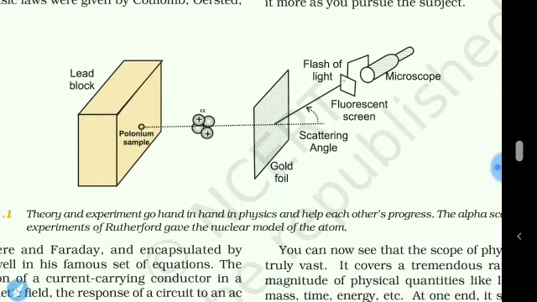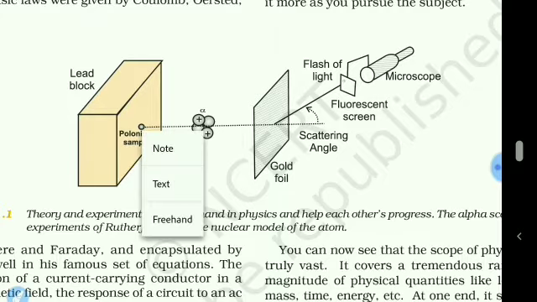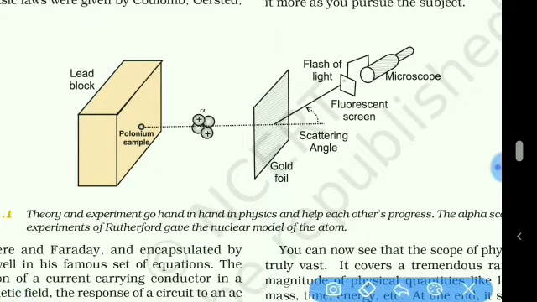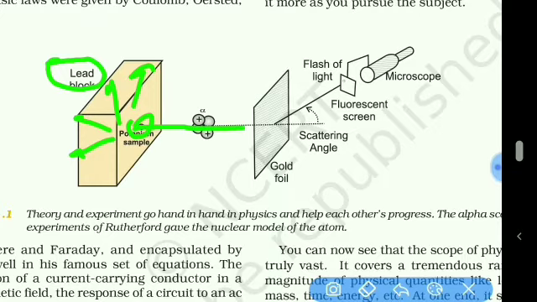But these alpha particles, which are emitted in all directions, emerge from this small pinhole. The rest of the alpha particles are absorbed in this box made up of lead. Now these alpha particles emerge from this pinhole and are directed towards this thin foil of gold.